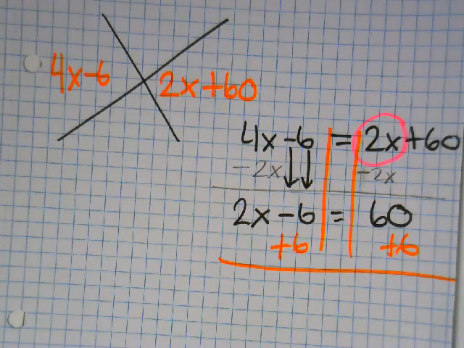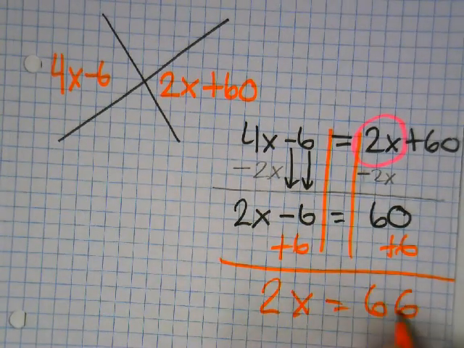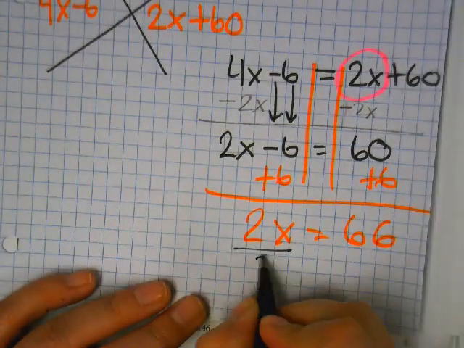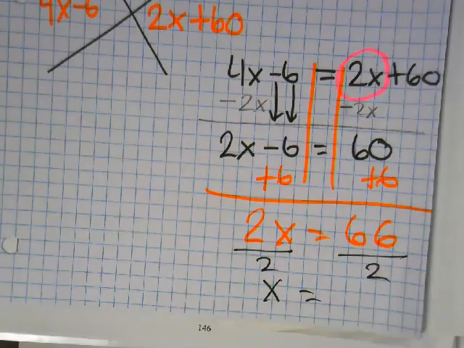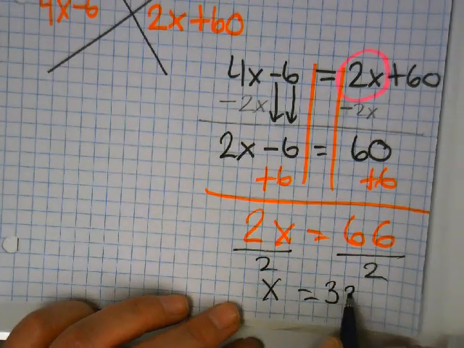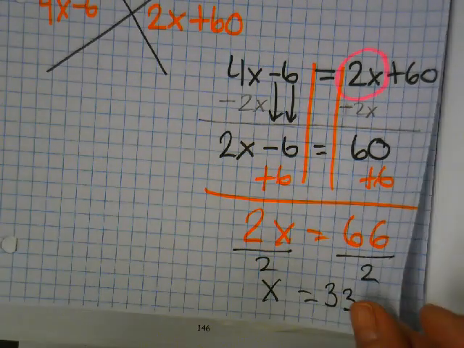66, and then how do I move the 2? How do I move the 2? Divide by 2. 66 divided by 2. Okay? Let's do another one just like this.